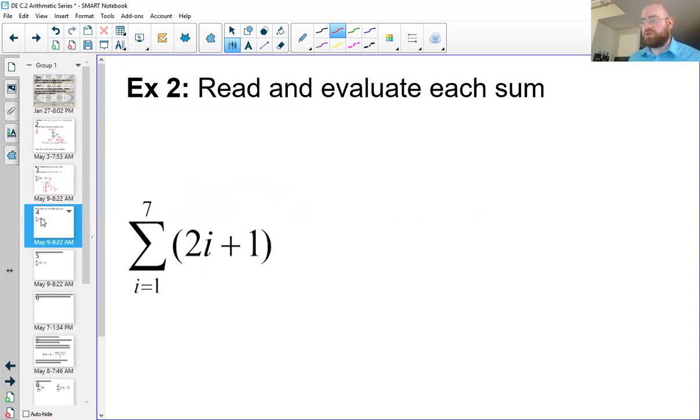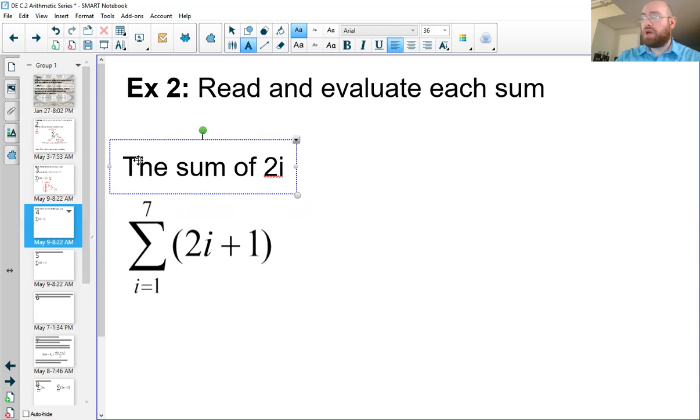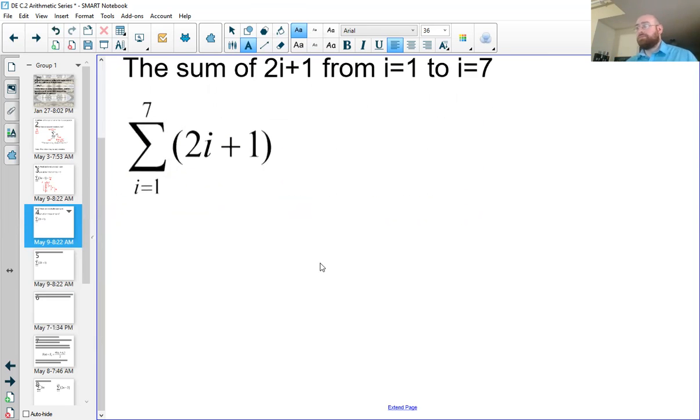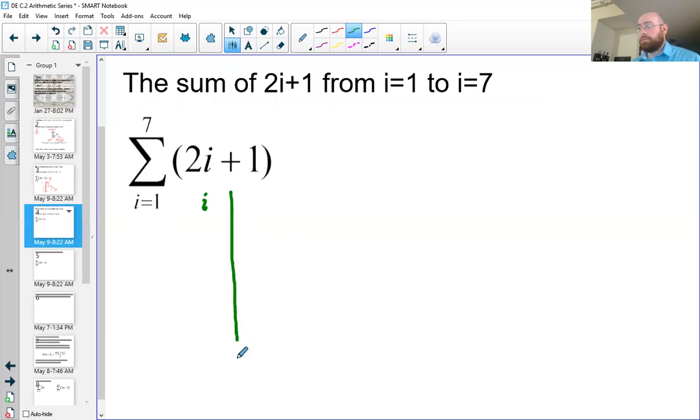Here, we would do the same thing. Reading it, we have the sum of 2i plus 1 from i equals 1 to i equals 7. So we're going to add up this expression for values of i from 1 to 7. Let's pick a new color. How about green? So we have i, and then 2i plus 1. We have 1, 2, 3, 4, 5, 6, 7.